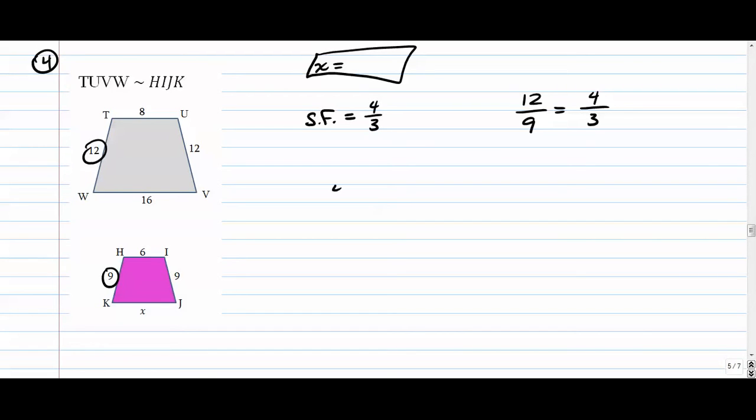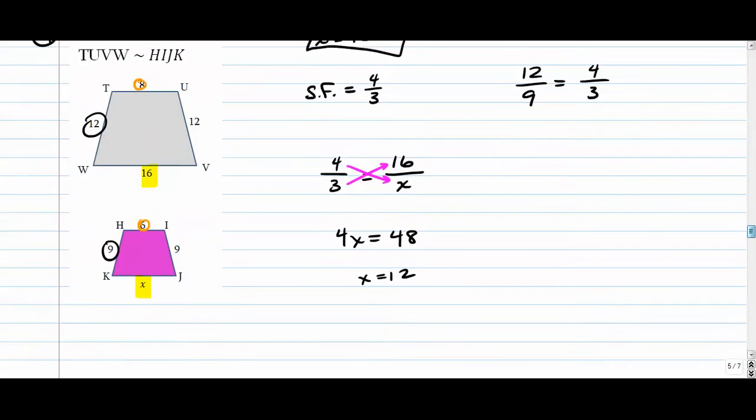So now here's what I'm going to do. I'm going to say, all right, 4/3 is equal to 16 over x. So I'm using corresponding over corresponding. Alright, so this should be 12. Let's see, we're going to cross multiply. We solve proportions. Cross multiply, we get 4x equals 48. X is 12. Simple as that. Now you could have also used 8 and 6 as well to get your scale factor. Nothing wrong with that. Let's get the same thing.